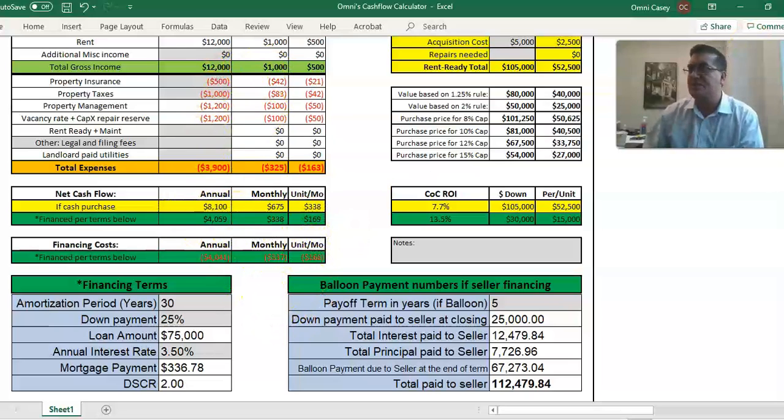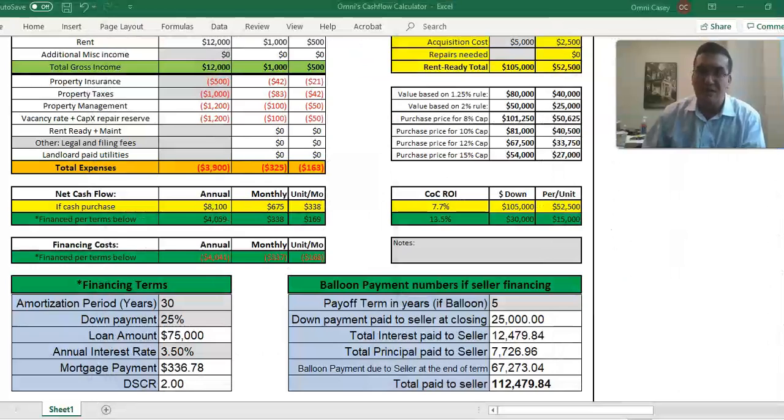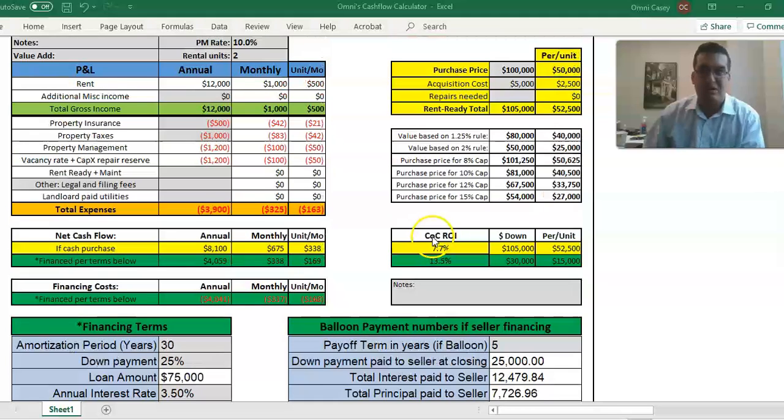All right, so back to this original offer. Let's say we want to make a cash offer. A $100,000 cash offer does not get me excited at 8%. So I would have to lower my price if the seller wanted a cash offer. Let's see. In this example, $70,000 cash offer. All right, $70,000 cash offer and a quick close. That takes me up to 11% ROI.